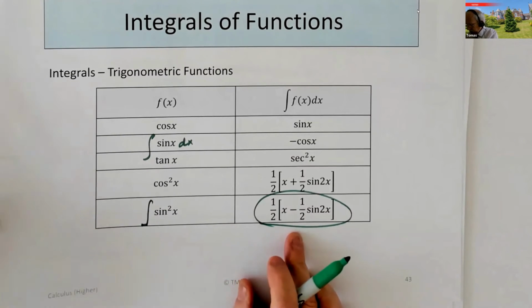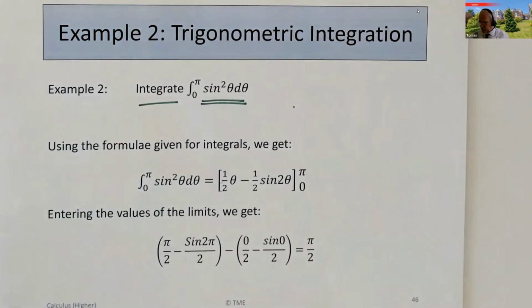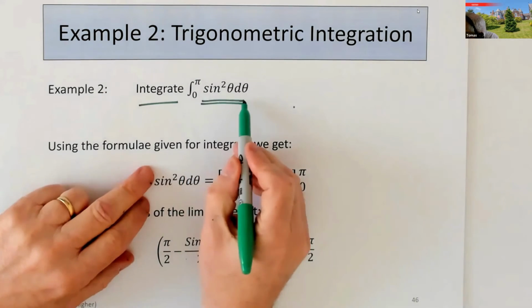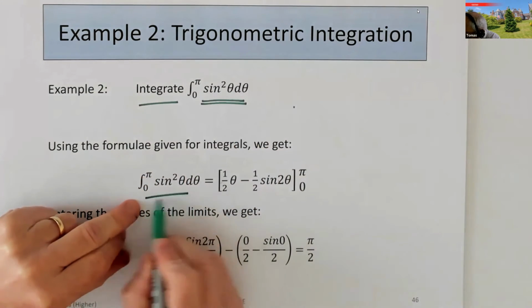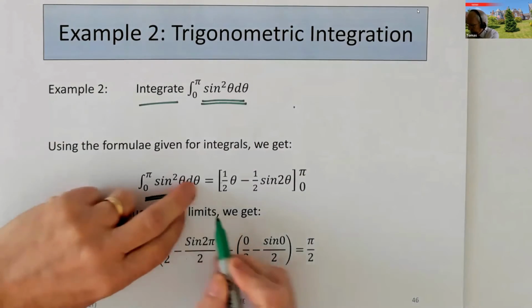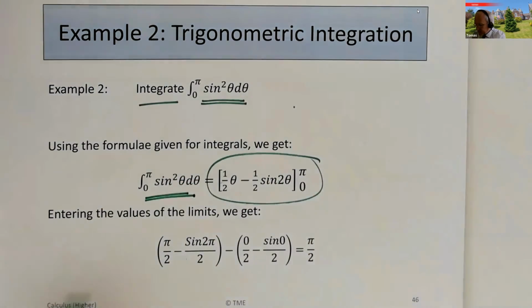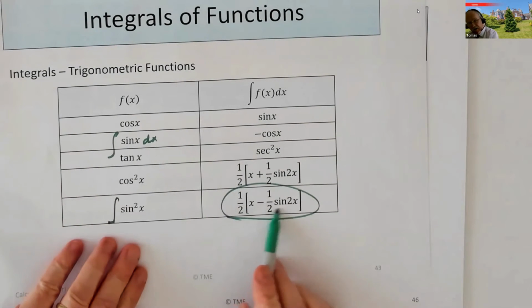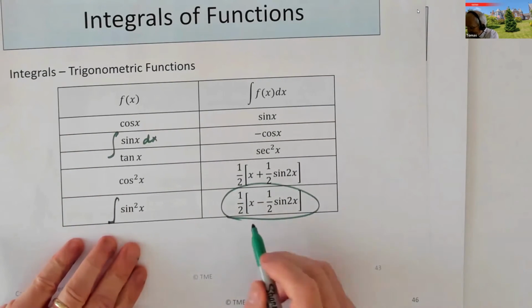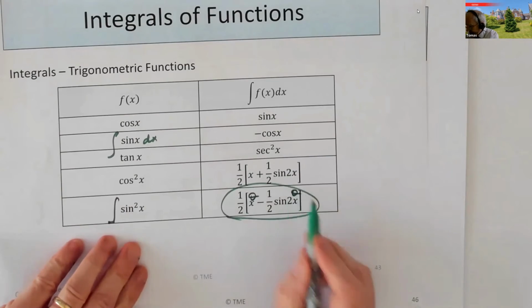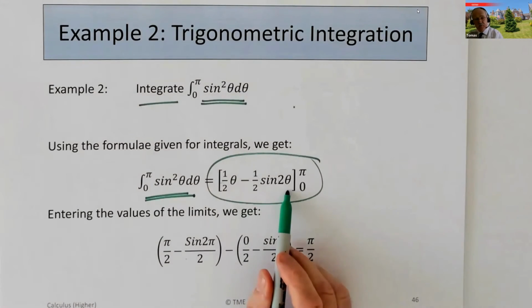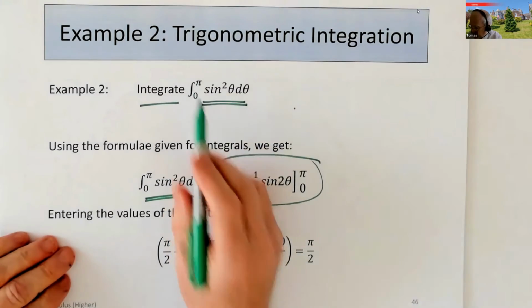Okay. So I'm just going to copy that. So what happens now is I say integrate this. So the integral of sine squared theta d theta is this. All I've done is I've copied perfectly. Instead of where x was, I'm putting in theta and 2 theta, but I transcribed it. And it's between the values of 0 and pi.